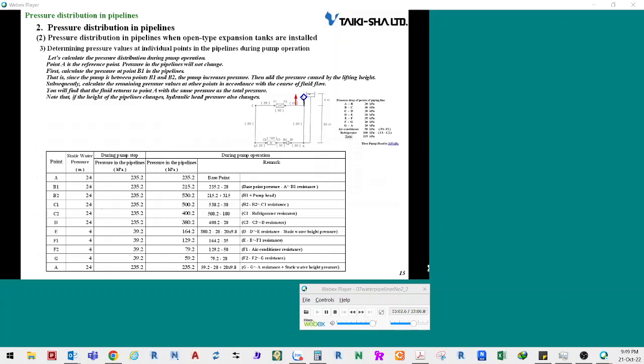Since the pump is between points B1 and B2, the pump increases pressure. Then add the pressure caused by the lifting height. Subsequently, calculate the remaining pressure values at other points in accordance with the course of fluid flow. You will find that the fluid returns to point A with the same pressure as the total pressure. Note that, if the height of the pipelines changes, hydraulic head pressure also changes.